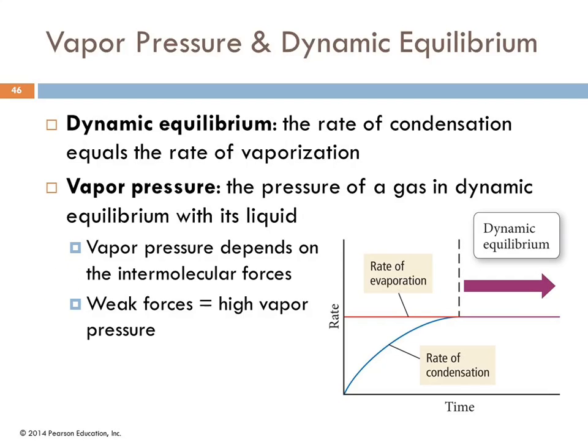The vapor pressure is going to depend on the intermolecular forces, because if the intermolecular forces of that liquid are weak, how does that affect the rate of evaporation? Weak forces, faster evaporation, right? So if the rate of evaporation is greater, then when we get to equilibrium, we're going to have more gas particles, and so the pressure will be higher. If the intermolecular forces are very strong, you'll have fewer particles in the gas state and a low vapor pressure.